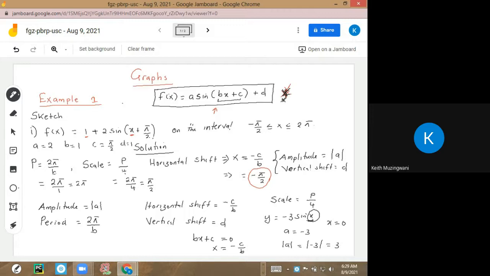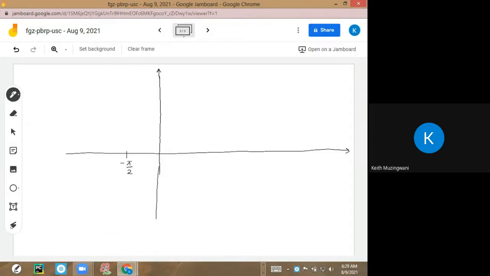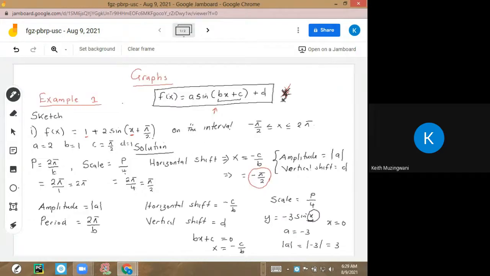But now we are saying when sketching, all we need are just the 3 things: the period, scale, and horizontal shift. And your first number to be written on your sketch is the horizontal shift, negative pi over 2, as we have written here. The next thing is you start adding. You will always be given an interval where you must sketch your graph. In this question, the interval is here. So this is the interval. The question is, how do we cover up this interval?